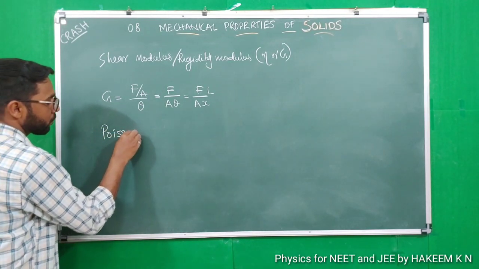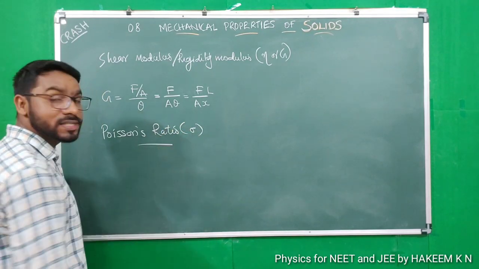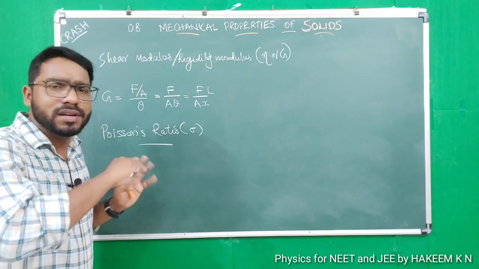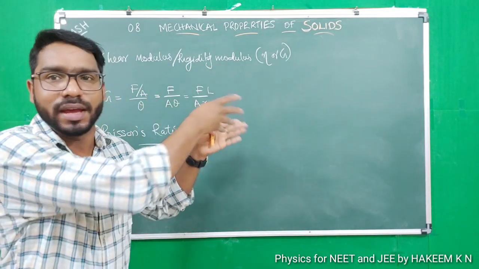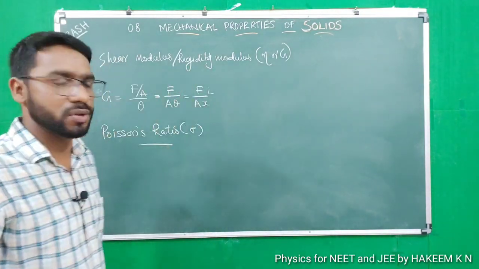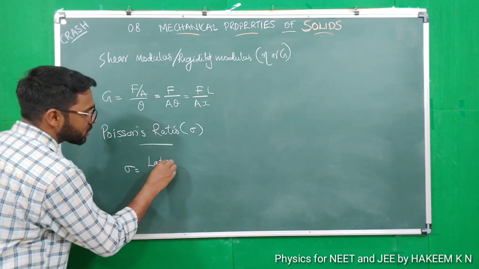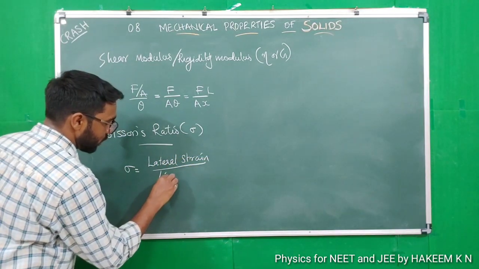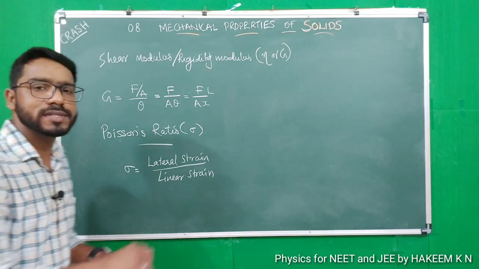Poisson's ratio. The letter is sigma. It is not a modulus of elasticity, but to discuss the relation between different moduli of elasticity Y, B and G, we need to know what Poisson's ratio is. Poisson's ratio means, equation is what? Lateral strain by linear strain. This is the equation for Poisson's ratio.